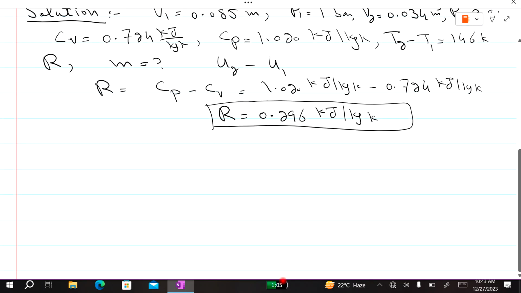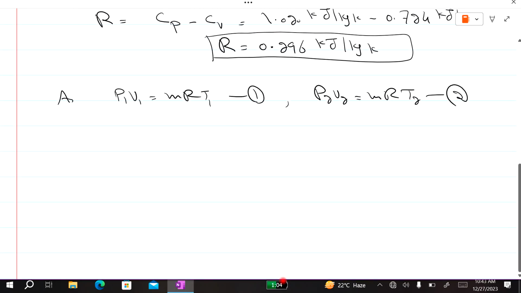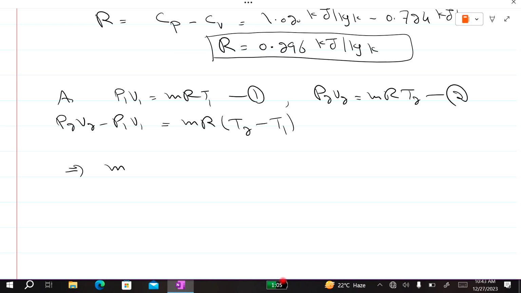Now to find mass, as we know, P1 V1 is equal to M R T1, this is equation first, and P2 V2 is equal to M R T2, this is equation number second. Second minus first, so P2 V2 minus P1 V1 is equal to M R, R is constant, T2 minus T1. So rearrange this equation. So M is equal to P2 V2 minus P1 V1 divided by R times T2 minus T1.